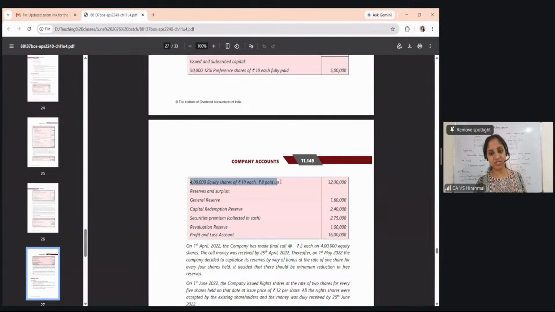It is 4 lakh equity shares of rupees 10 each, 8 paid up, 32 lakhs, and here you have everything. Don't take the revaluation reserve. All the other reserves will come.